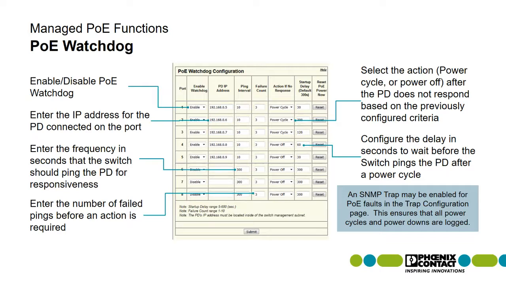So additionally, you can configure the delay in the number of seconds to wait before the switch pings the PD after a power cycle. This is very important because you could get yourself inadvertently locked into a cycle of the watchdog just continually cycling power to the device, if you didn't have a delay at startup on the device. What could happen is it could start pinging the device right away before the device had rebooted fully, and it would not be responding.